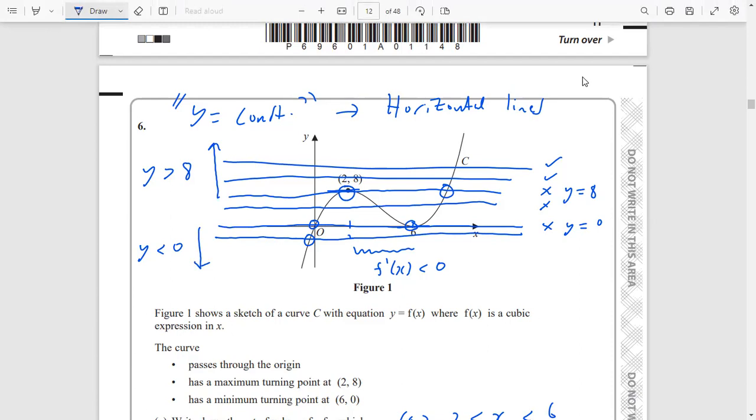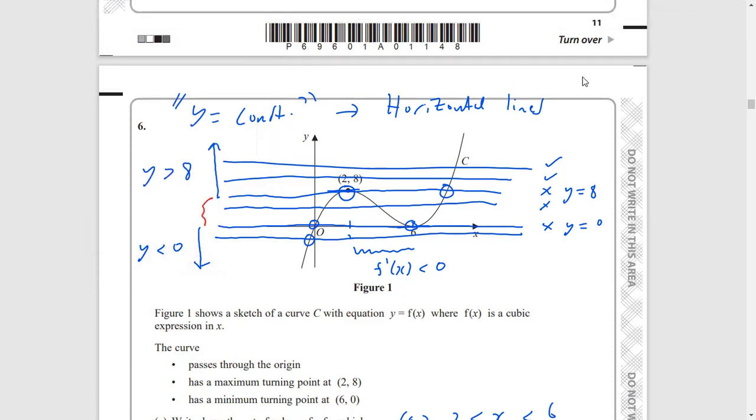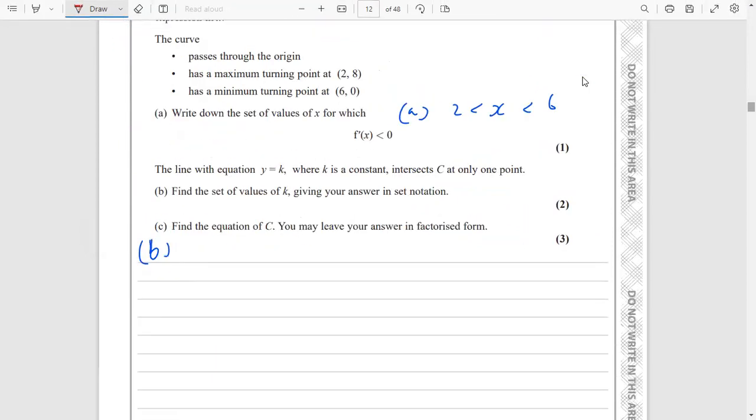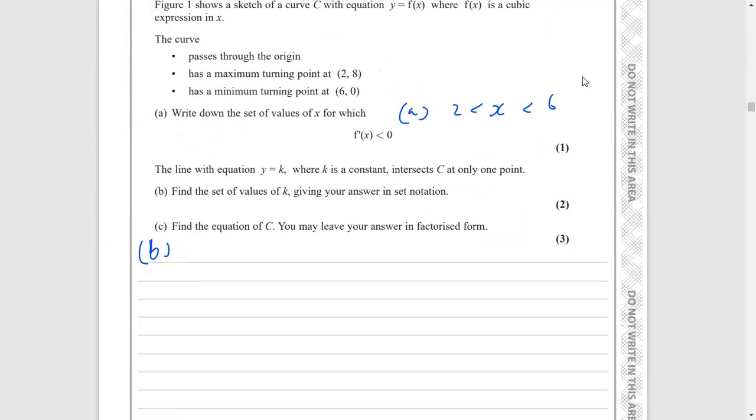Let me try and change the color to a different color just to emphasize. We're not allowed anything in there. That's not allowed. But y bigger than 8, we're allowed that. y less than 0, we're allowed that, because these two sets give us one point of intersection, and that's what we want on the curve. So therefore, find the set of k values which give you one point of intersection. It's basically going to be k less than 0 or k greater than 8.